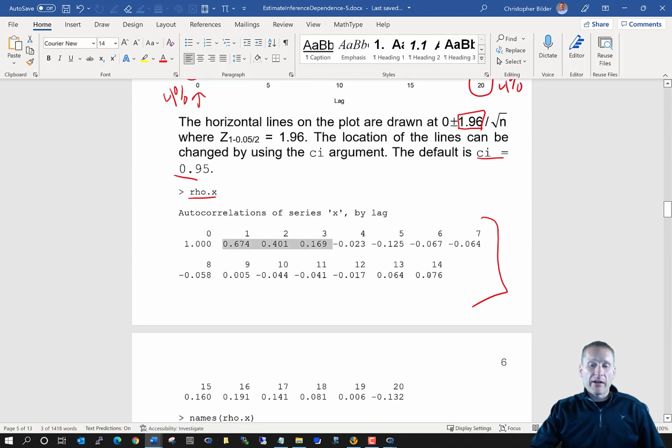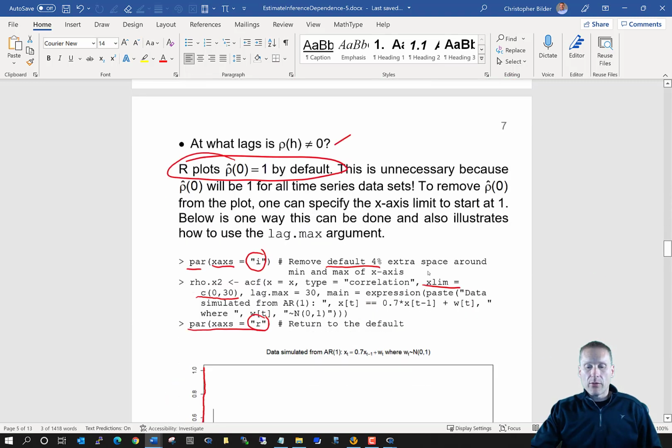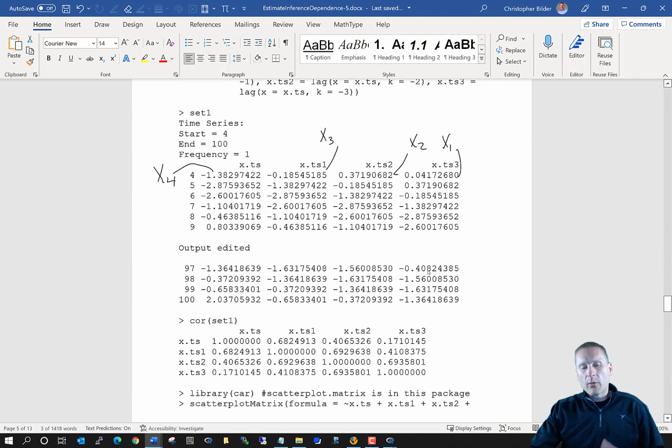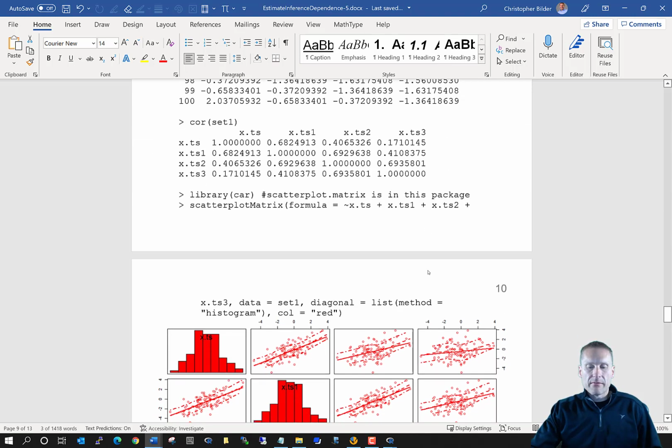So what I have just highlighted right now, compare that to what I was highlighting before. It's approximately the same formula as what you would have with a Pearson correlation.